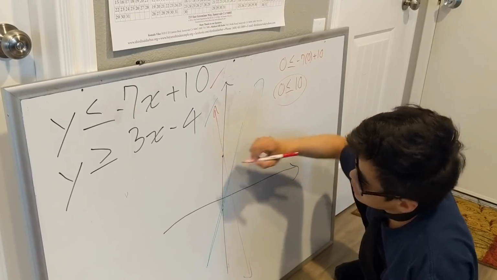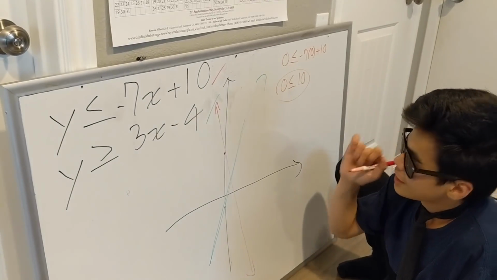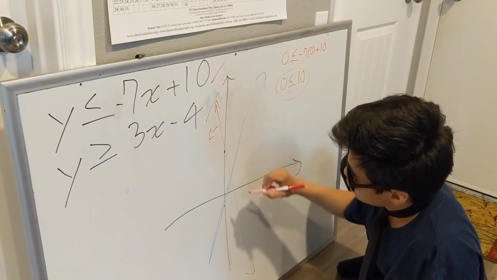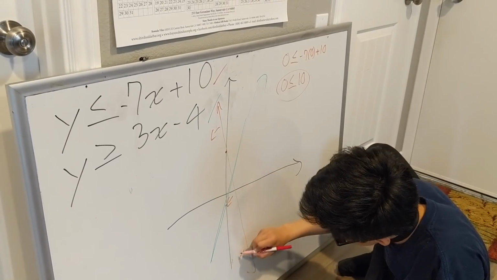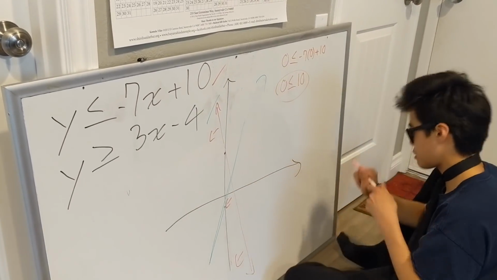And you want to put arrows. You just want to put arrows in the direction it's going to go, because this is where 0, 0 is.